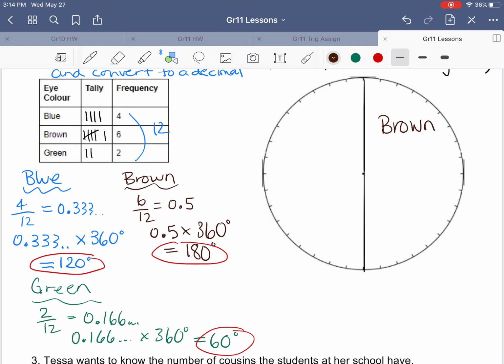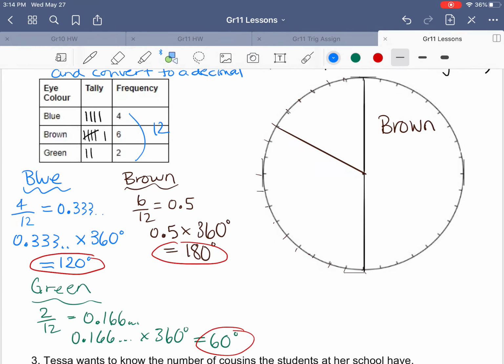So the blue is represented by 120 degrees. Now remember, each of these little segments is 10 degrees. So that means we need to count out 10 of them. 1, 2, 3, 4, 5, 6, 7, 8, 9, 10, 11, and then 12. Okay, and then what's left over, that is 60 degrees. So we should have 6 segments left over there, of 10 degrees. So 1, 2, 3, 4, 5, and then 6.